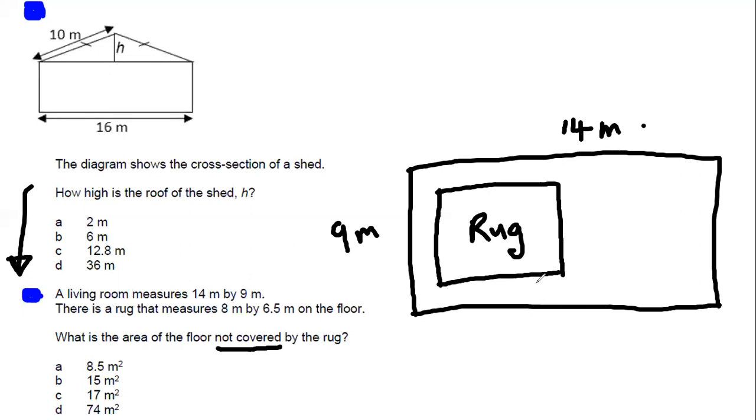All right. So how do we do this now? Let me write in the dimensions. So we have 8 meters by 6.5 meters. Here's what you're going to do now, class. As you can see, these are two rectangles. So you're going to find the area of the living room, subtract, what do you think? The area of the rug.